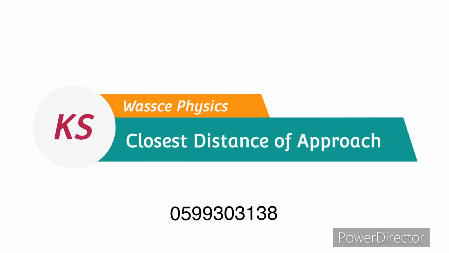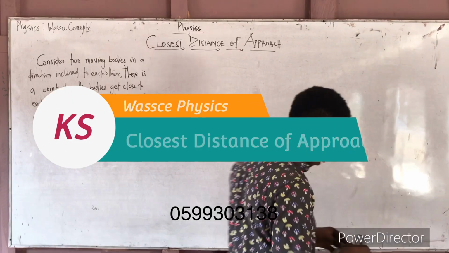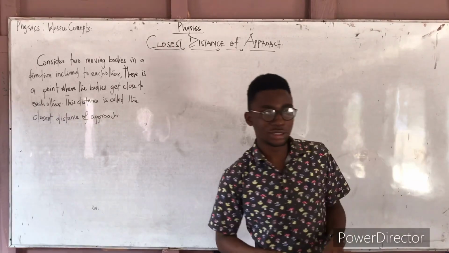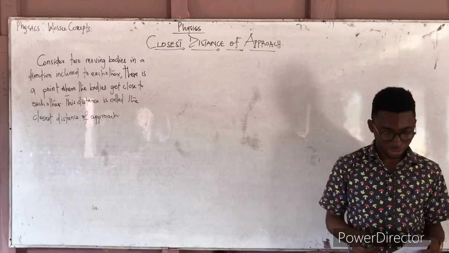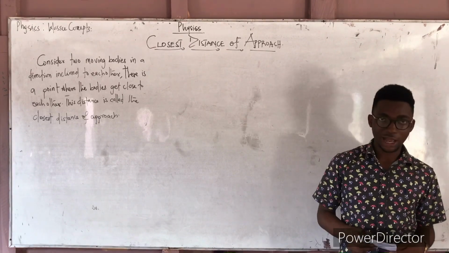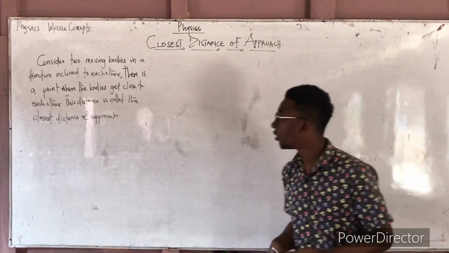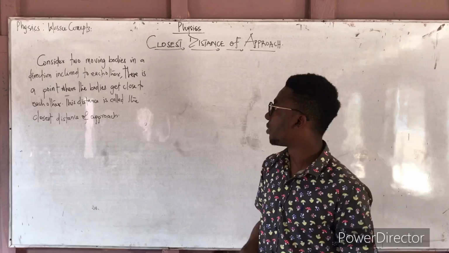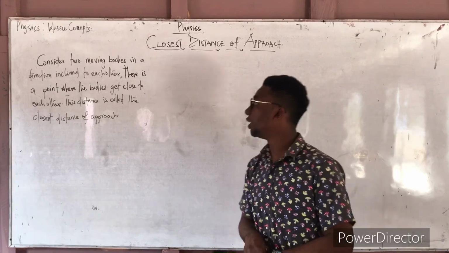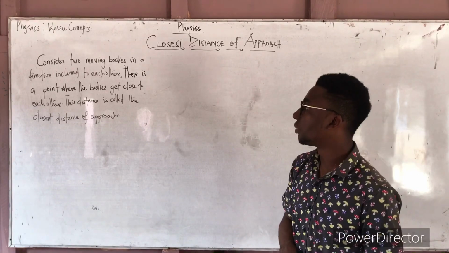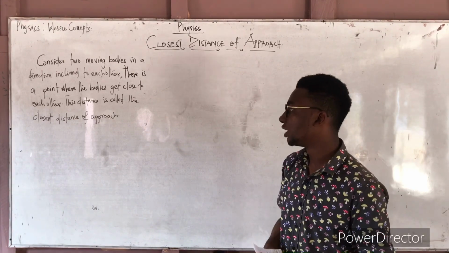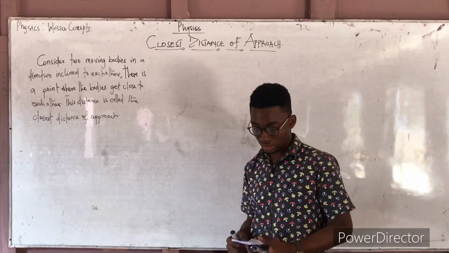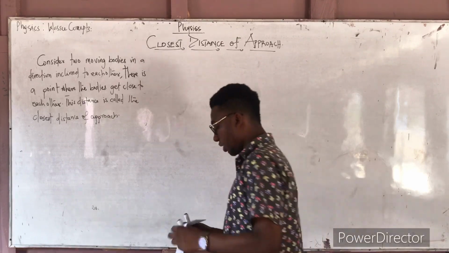Closest distance of approach. Alright, so we're looking at the closest distance of approach today under physics. Now, consider two moving bodies in a direction inclined to each other. There is a point where the bodies can get close to each other, and this point is called the closest distance of approach.